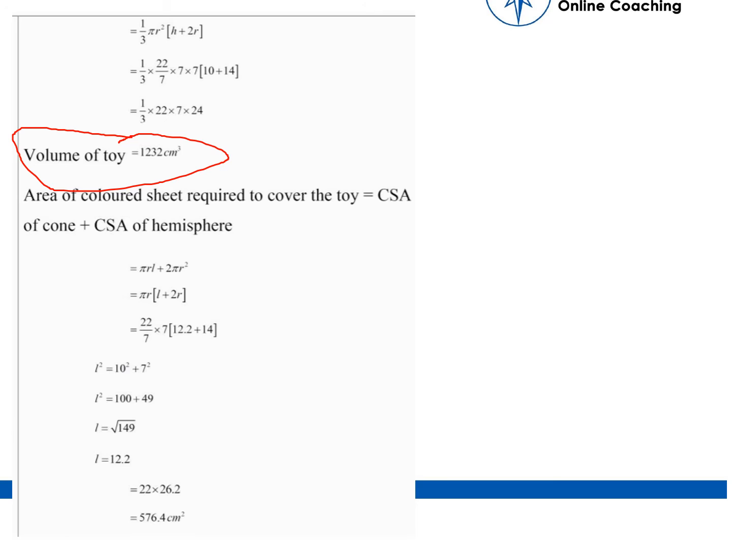So area of colored sheet is CSA of cone plus CSA of hemisphere, that is pi r l plus 2 pi r square. We take pi r common, l plus 2r. So here l square, so when you calculate l is 12.2, and if you multiply by 22, the answer is 576 centimeter square.